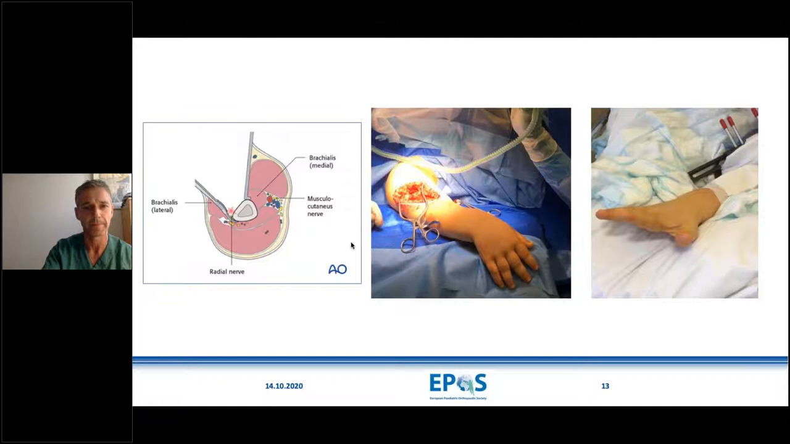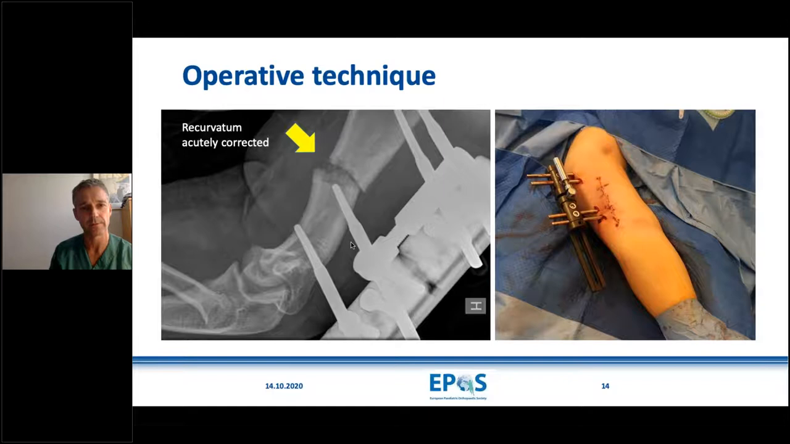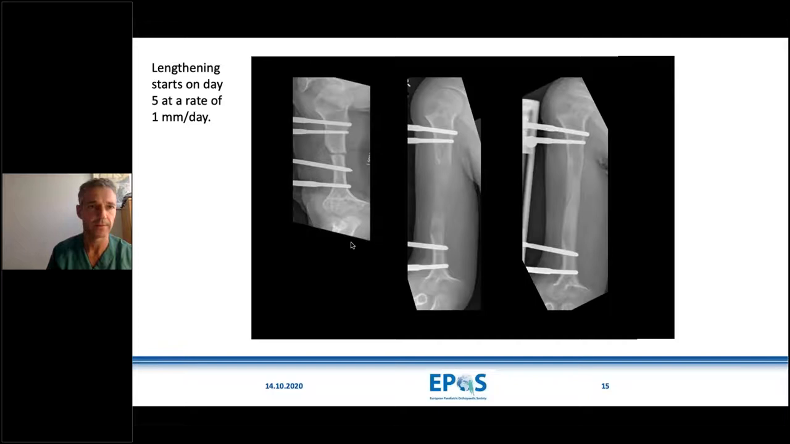So when you have a recurvatum deformity and you use a straight fixator after the osteotomy, you would align the bone, so you would create an acute correction of the recurvatum deformity, which means an anterior open wedge osteotomy. And then you would start the lengthening, and you can see on the right picture, now the patient is able to straighten his elbow. We start lengthening at day 5 at a rate of 1 millimeter a day, and we usually lengthen 8 centimeters.